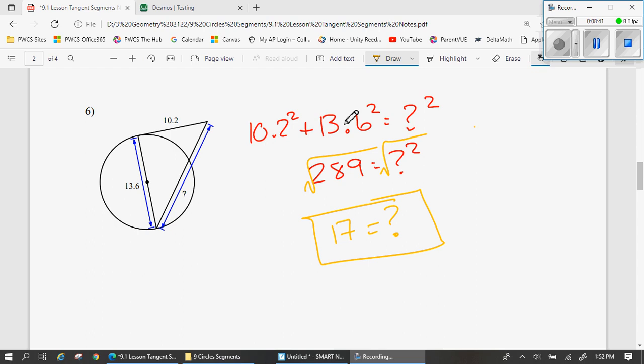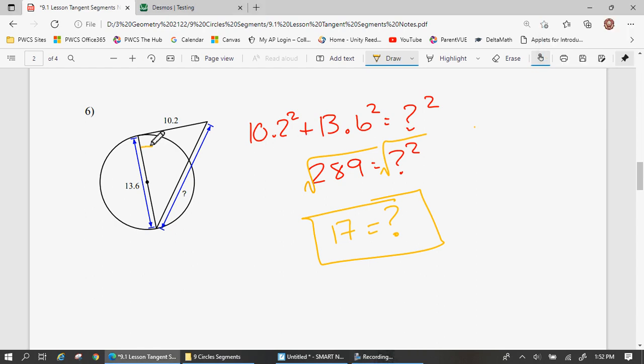So hopefully you were able to set this up. Question mark is the hypotenuse. My right angle is right there between my tangent and my diameter. No need to double the radius or anything. We know how long the diameter is here. The square root of 289 is 17, so we should actually say it as 17.